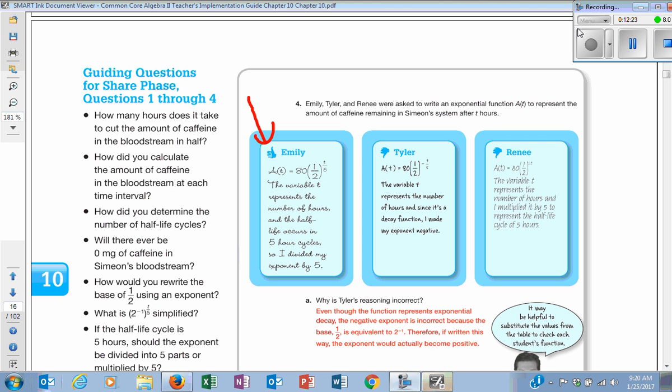The half-life does not occur per hour. So my exponent up here had to be divided by 5 because in 1 hour, only a fifth of the half-life has occurred, kind of, if that makes sense. So they had to divide by 5.